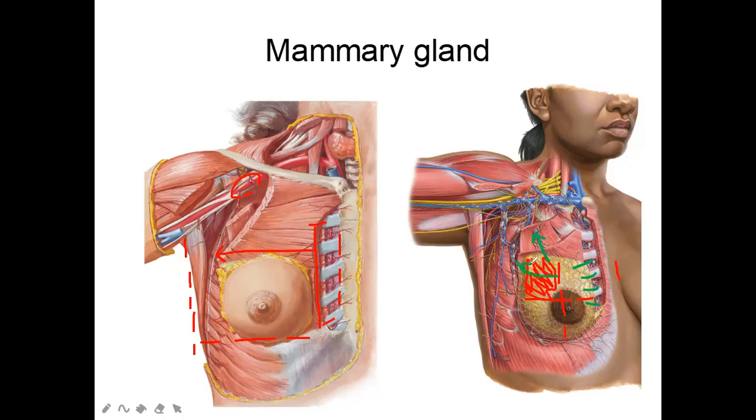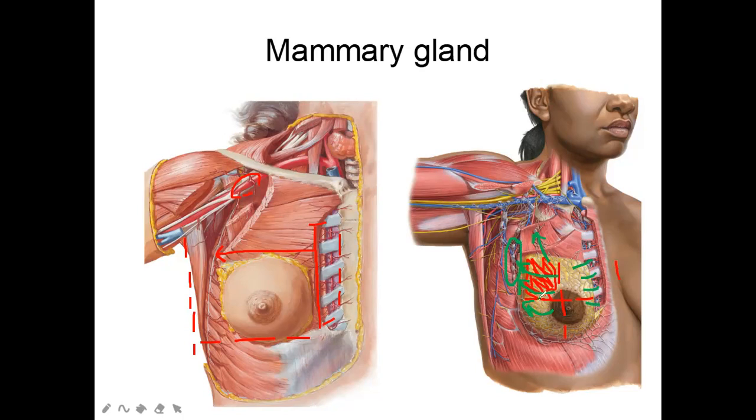Then we see that almost 70% of the lymph of the breast, in the lateral quadrants, is going to the anterior group of lymph nodes. So remember the anterior group of lymph nodes that I said is related to the lower border of the pectoralis minor, right? That is the lymph drainage of the breast.